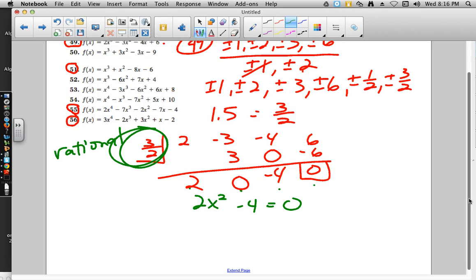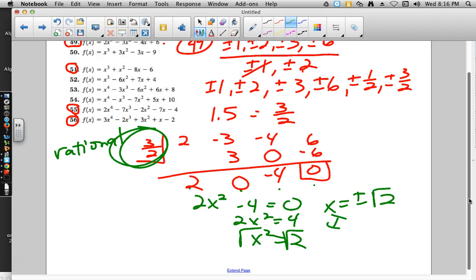So we would go ahead and add 4 to both sides, divide by 2, and then take the square root of both sides, and of course we would get plus or minus the square root of 2. So those are the other two zeros. We now have all three of them, but this is definitely irrational. You cannot write the square root of 2 as a fraction. It doesn't stop. It doesn't have repetition. It doesn't have any way for us to write that. So these are the other two zeros, and they are irrational.